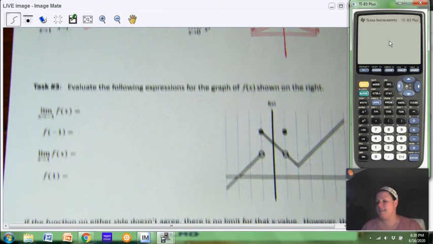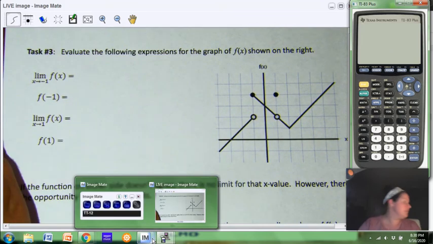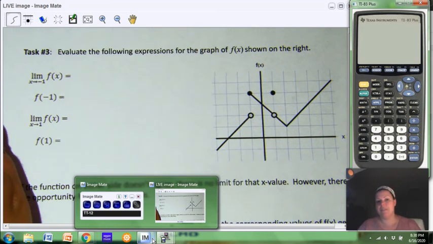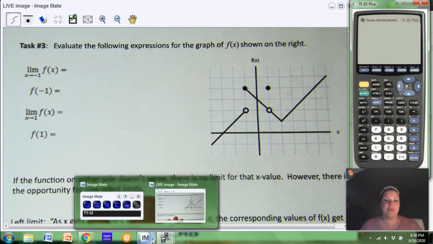Last one, we have task number 3. I have a small audience member who's watching. Last one is task number 3.